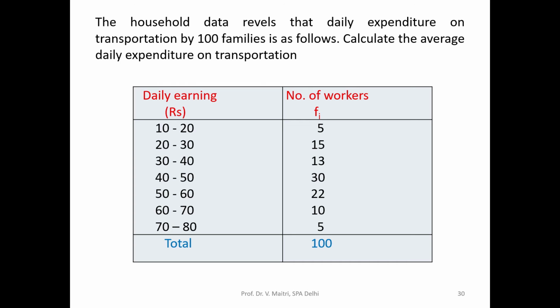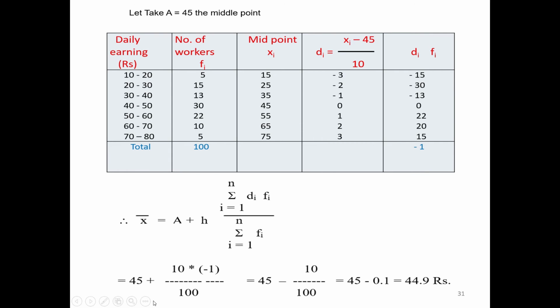Let's take an example. The household data reveals that daily expenditure on transportation by 100 families is as follows. Calculate the average daily expenditure on transportation. Daily expenditure 10 to 20 rupees, 20 to 30, 30 to 40, and so on, and the number of families is 100, which are distributed like this. First of all, we have to find the midpoints xi. The midpoints calculated are 15, 25, 35, 45, 65 and 75.